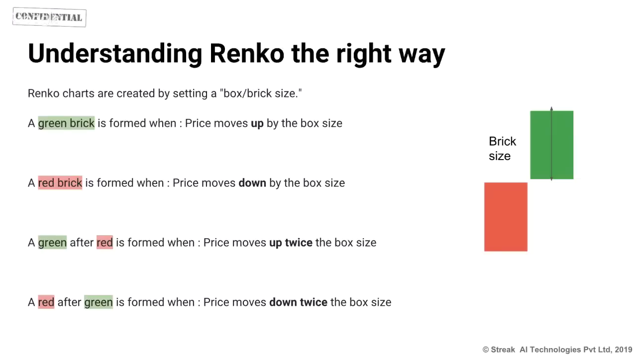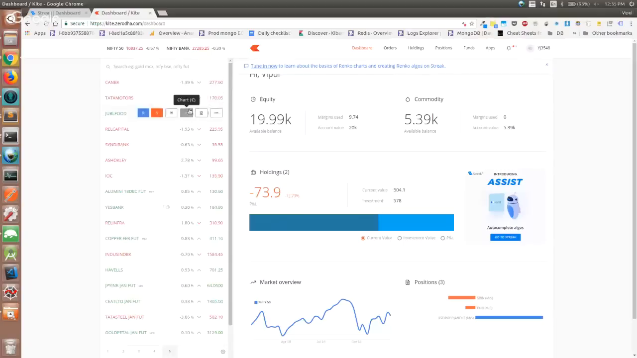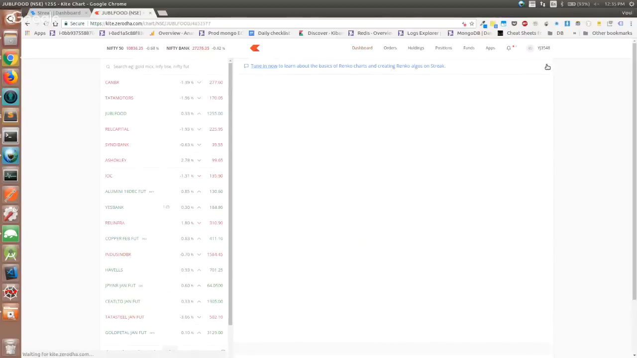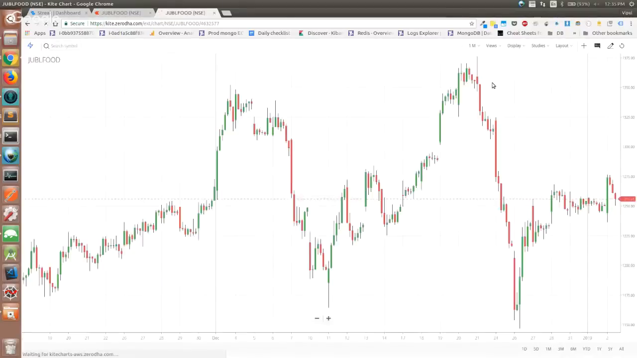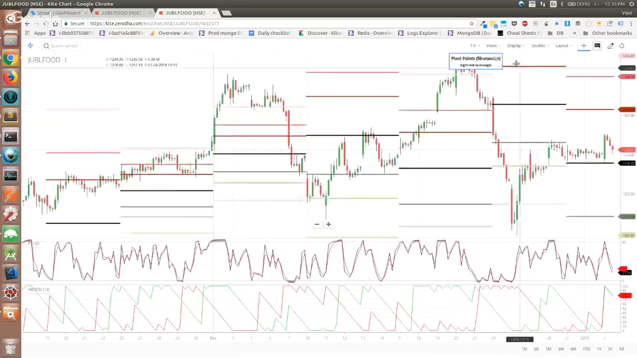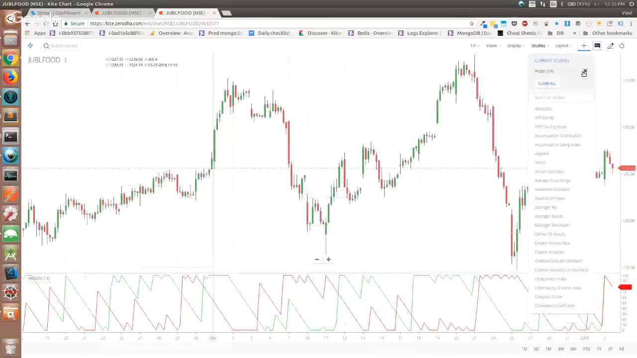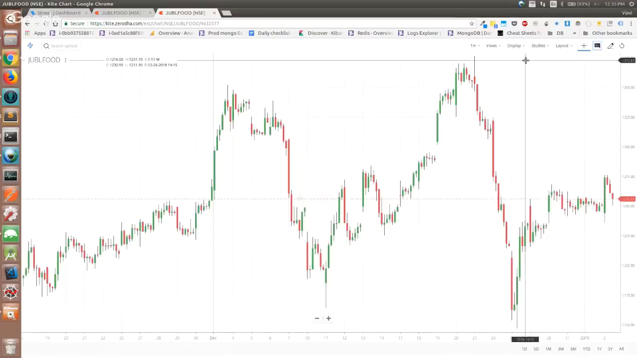Renko is basically a chart type. When I say a chart type, it basically means if you go to Kite and plot it in a chart, you will be able to see Renko here. This is Renko. You can select Renko. By default, all the charts are candlestick charts. Let me just remove this study so everything looks a bit cleaner. We'll plot those indicators once we reach the strategies part.